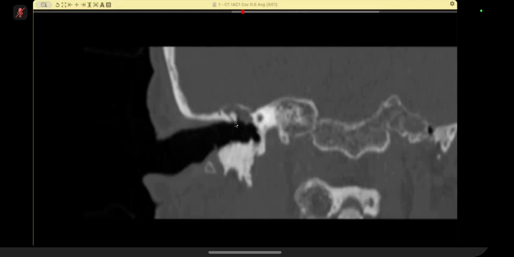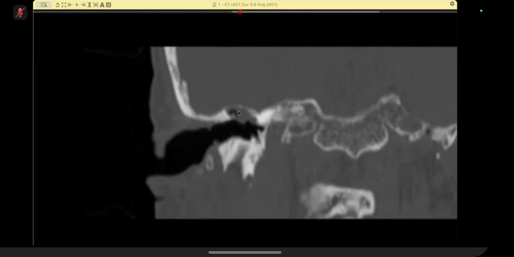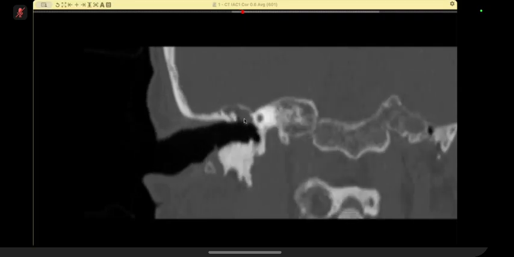Why are you saying that there is a cholesteatoma? Where is the cholesteatoma? Which part of the middle ear is the cholesteatoma? Sir, this is the Prussak space, and there is soft tissue in the Prussak space, and along with this, there is blunting and loss of the sharpness of the scutum. Sir, that's why. Where is the mesotympanum? Sir, this one is the epitympanum, and this is the mesotympanum.